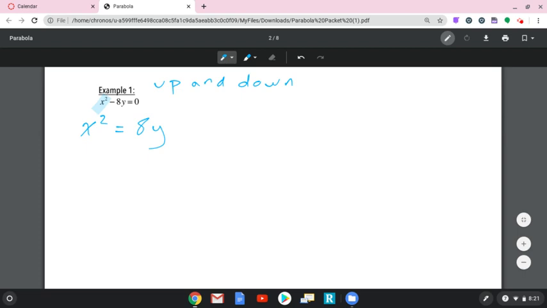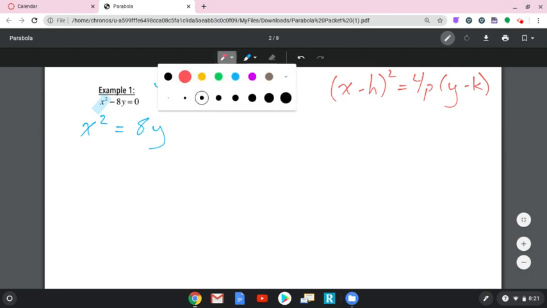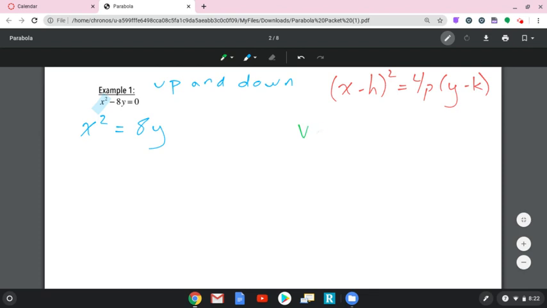Now, remember that formula. That formula was x minus h squared equals 4p y minus k. So you want to look what's being subtracted from x and what's being subtracted from y. So if I'm looking for that vertex, that hk, what's being subtracted from x? Nothing, so it's 0. What's being subtracted from y? Nothing, so it's 0. That is the vertex of my parabola.